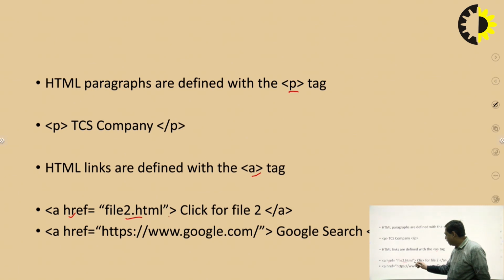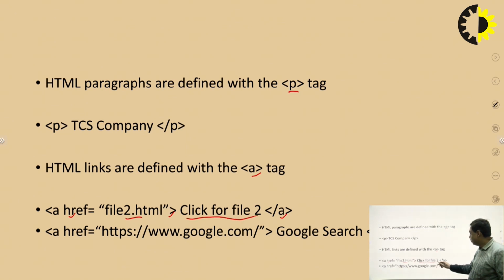Now this is the start of the A tag, and this is the end of the A tag, and this is the text where you are going to click. So in the anchor tag, you need to write a text on which you will click. It should be between the starting of the A tag and the end of the A tag. So this is the text where you will click. It becomes a hyperlink. When we click on this hyperlink, that is, click for file 2, then your browser will move to file2.html.